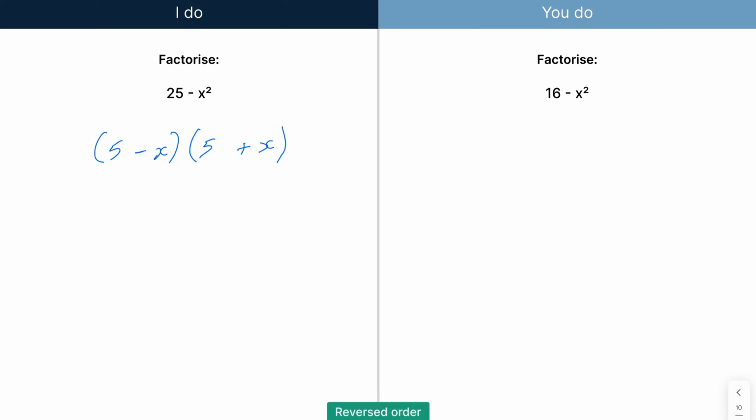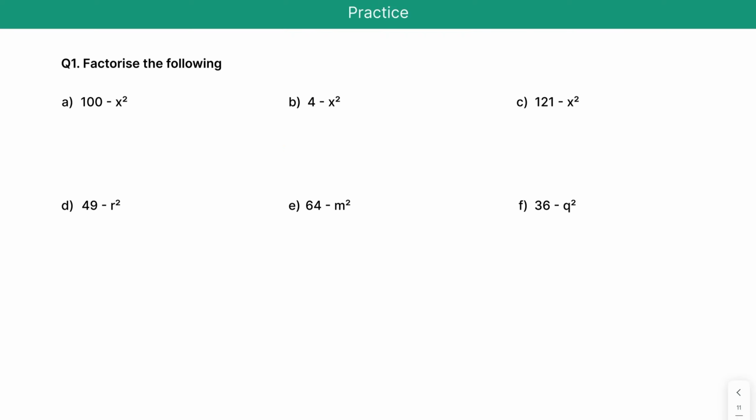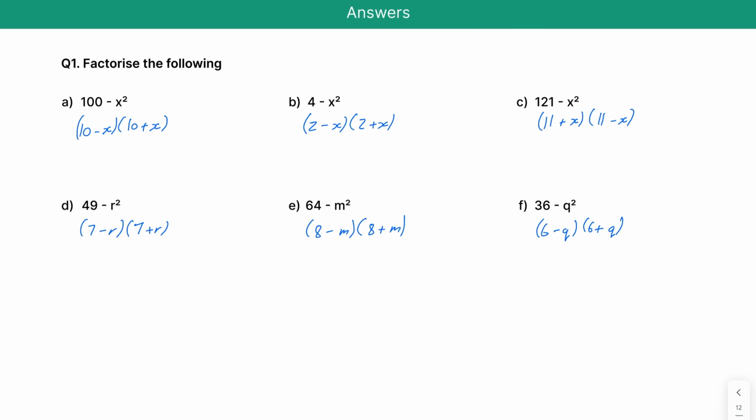So again, if I look at the example on the right, hopefully you've pressed pause and had a go at it. This would end up with 4. Again, square root of 16 and square root of x squared, that would give us that. So here are some practice questions. Press pause now and have a go. Here are the answers. Mark your work.